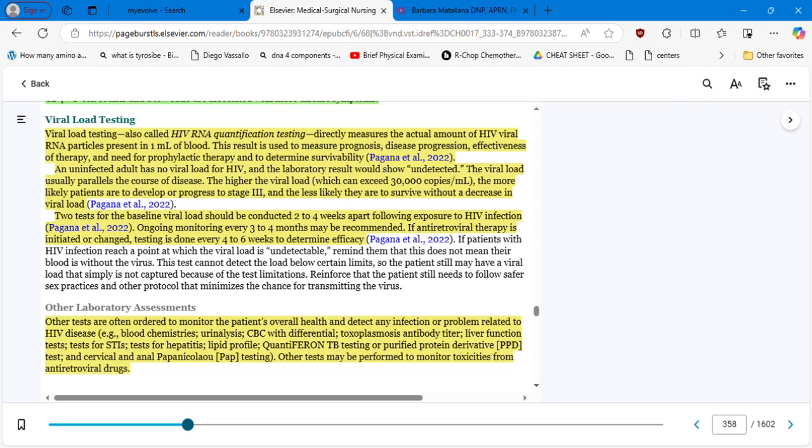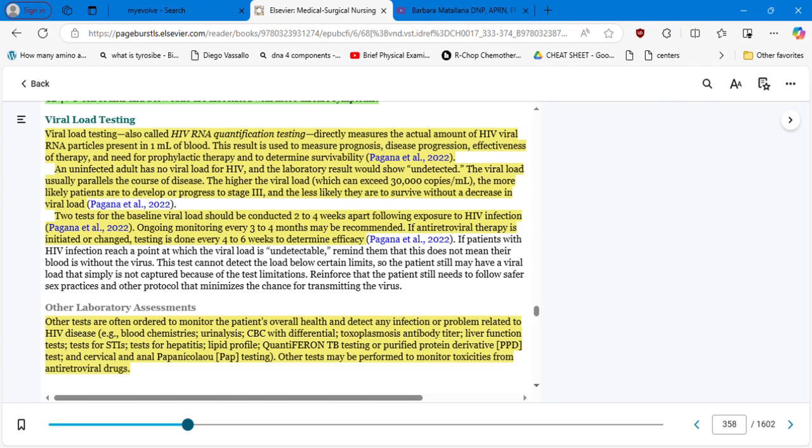An uninfected adult has no viral load for HIV. So a patient that is healthy, that does not have HIV, has no viral load of HIV, and the laboratory result will show undetected. The viral load usually parallels the course of disease. The higher the viral load, which can exceed 30,000 copies, the more likely patients are to develop or progress to stage 3.